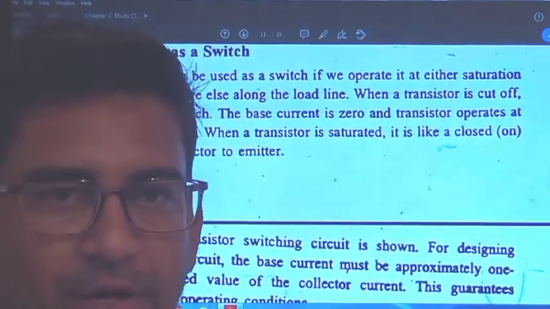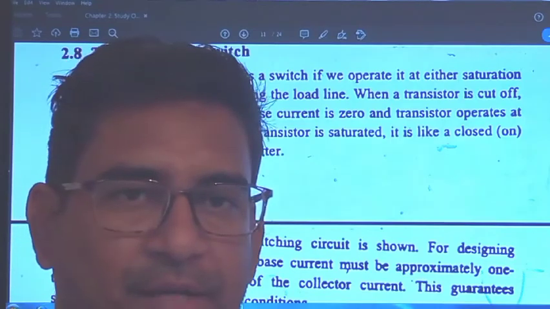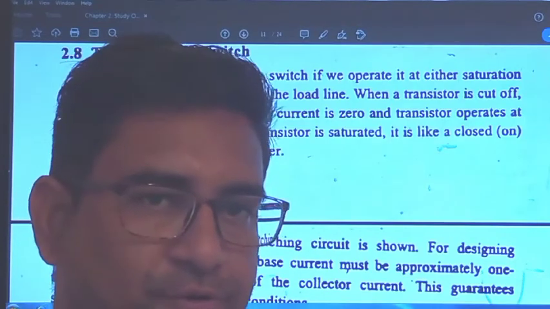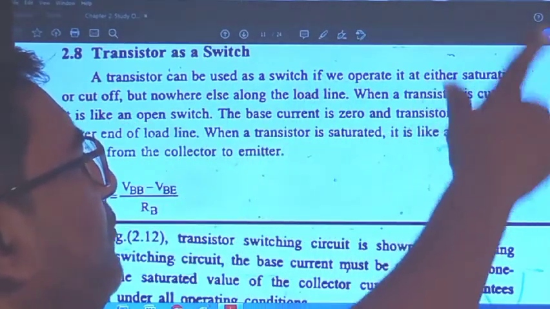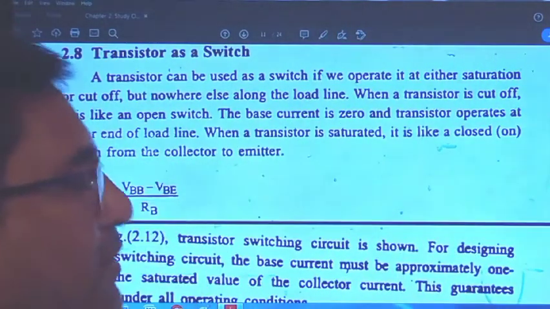Next, the transistor is also used as a switch. The transistor can be used as a switch if we operate either in the saturation or in the cutoff region.